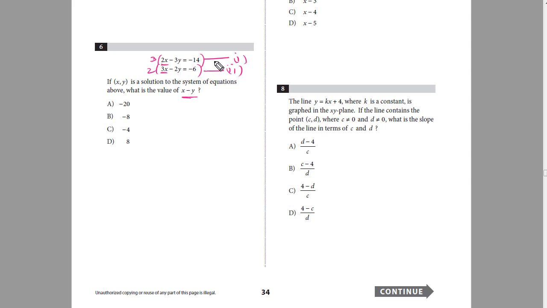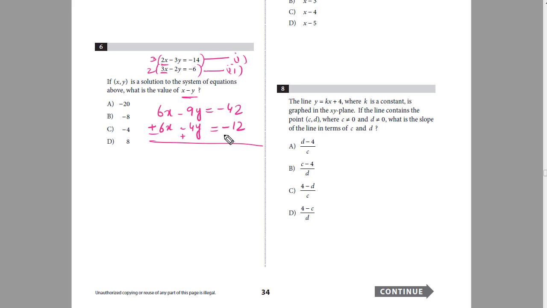Now if I multiply equation 1 with 3, it will get 6x, and when I multiply equation 2 with 2, it will become 6x. So my equation 1 will become 6x minus 9y is equal to, now 14 times 3 will be 42, negative 42. Over here 2 times 3 will be 6x, 2 times negative 2 is negative 4y, and 2 times negative 6 is negative 12. Now I'll subtract them.